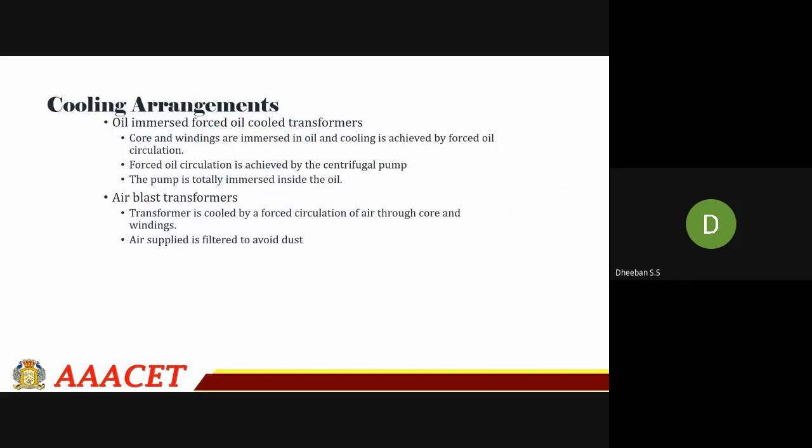Next, the oil immersed forced oil cooled transformer. The core and windings will be immersed, and the cooling is achieved by forced oil circulation. Here the oil will be forced through a centrifugal pump separately. And this pump will also be entirely inside the oil. Next is the air blast transformer. This will be cooled by a forced circulation of air alone.